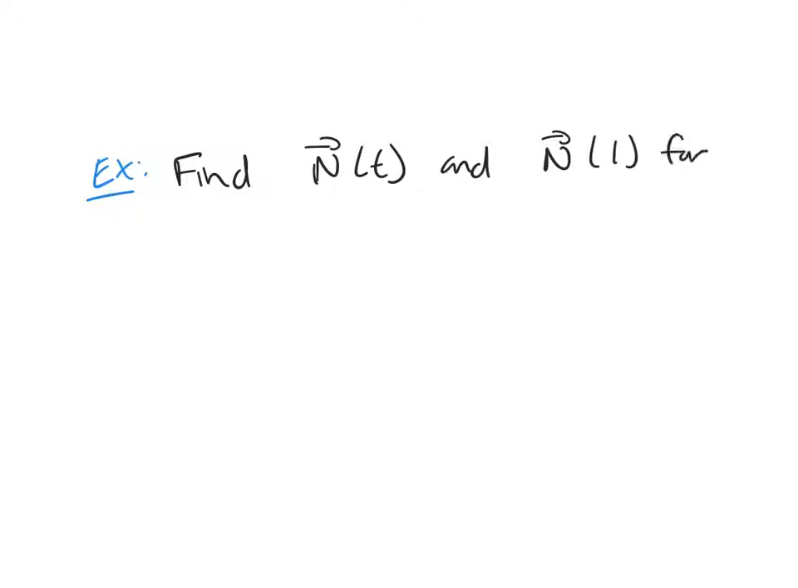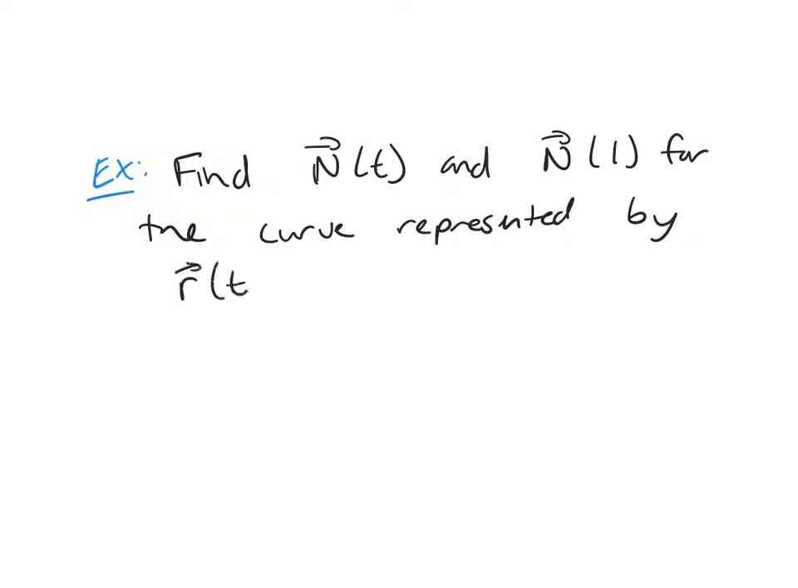Let's look at one more example involving the principal unit normal vector. So for example, let's find N of t and N of 1 for the curve represented by the vector valued function 3t i plus 2t squared j.